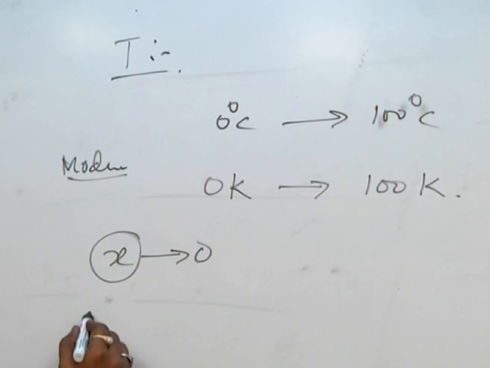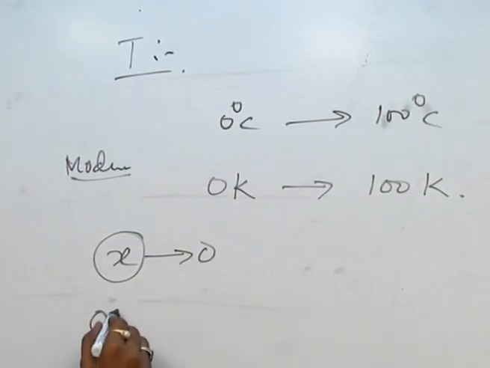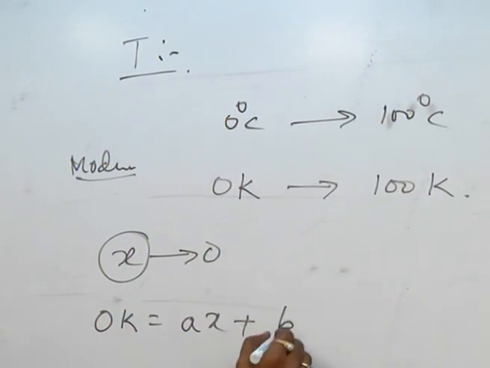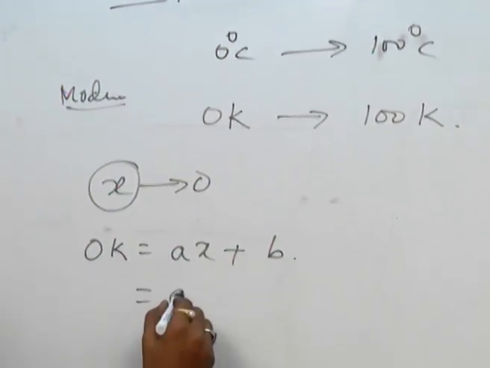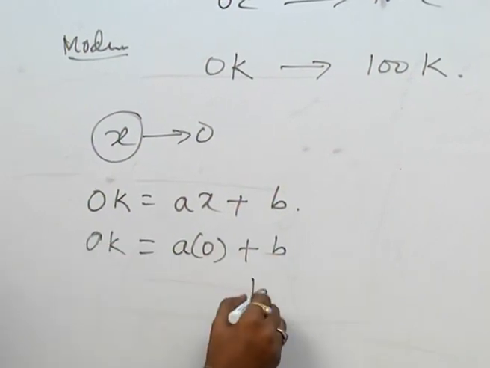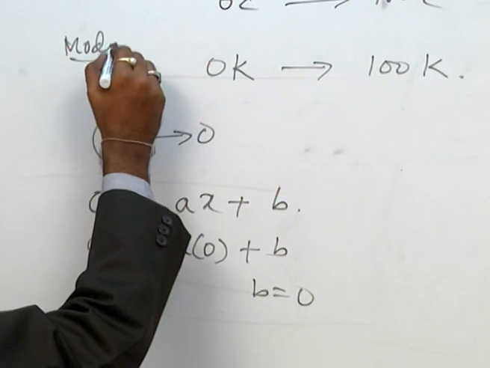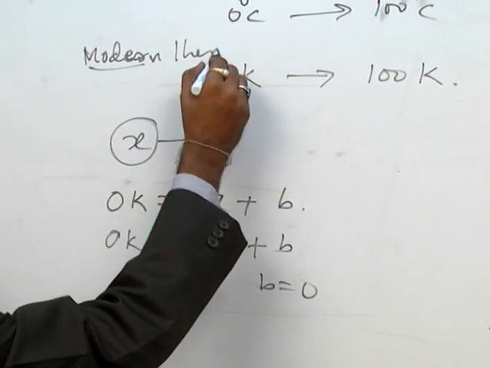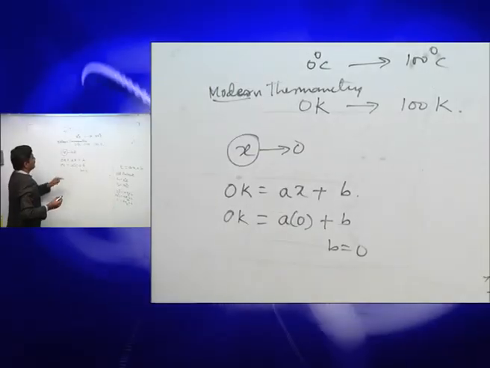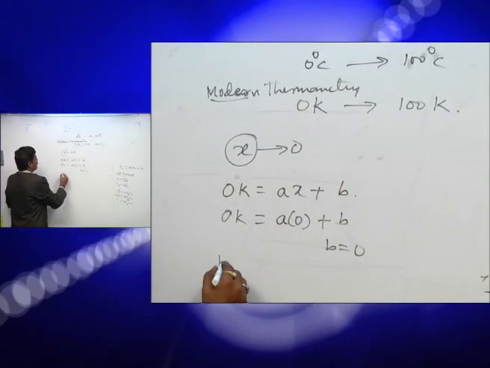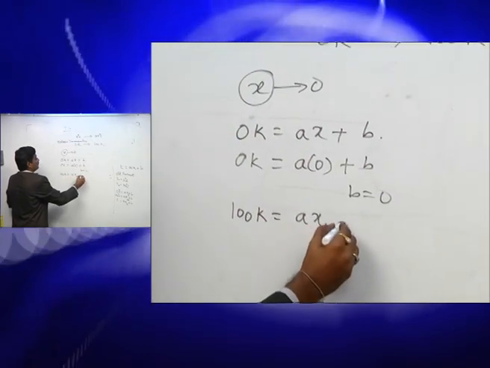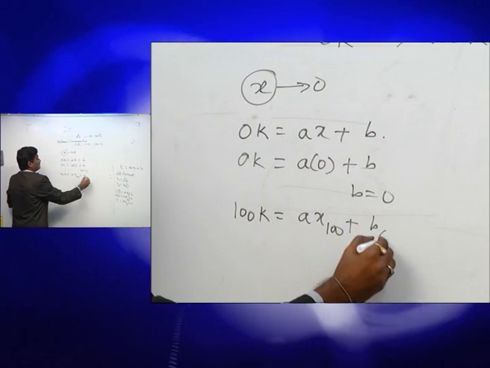See, if I am taking 0 Kelvin, T equals K, A·X plus B, this property will be 0 plus B. So we can directly write B is equal to 0 if we are taking Morton thermometry. If you are taking 100 Kelvin, then 100 K equals A·X100 plus B, and already we know this B is equal to 0.